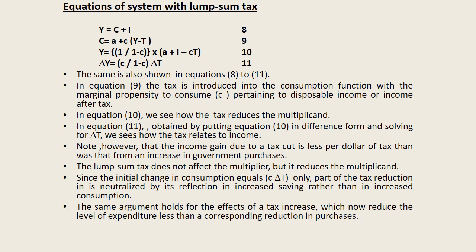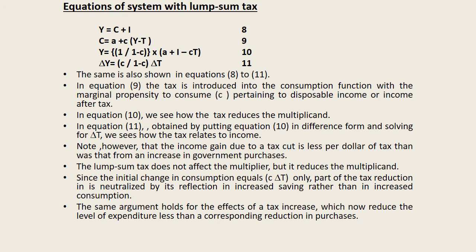هنعمل substitution للاستهلاك في دالة الاستهلاك consumption function في دالة الطلب الكلي Y, resulting in the third equation, which is Y equals 1 over 1 minus C multiplied by A plus I minus CT. The amount 1 over 1 minus C refers to the multiplier. The multiplier is multiplied by what is called the multiplicand. The multiplicand in this case equals A plus I minus CT.